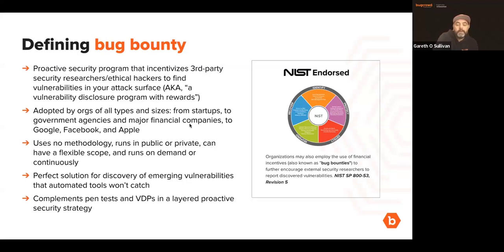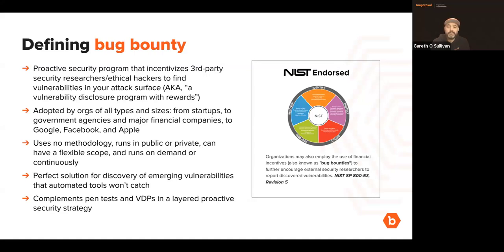So what is a bug bounty? What defines a bug bounty? NIST endorsed it some time ago, where they encourage organizations to employ the use of financial incentives, i.e., bug bounties, to encourage external security researchers to help organizations discover vulnerabilities. But ultimately, it's designed as a proactive program to help incentivize researchers to help organizations identify vulnerabilities in your attack surface in an ethical way. Right, that's it in simple terms.